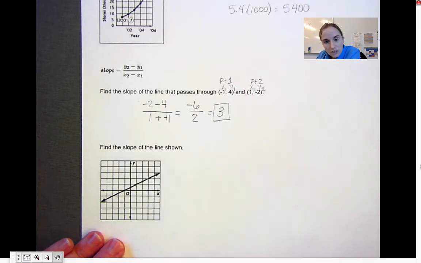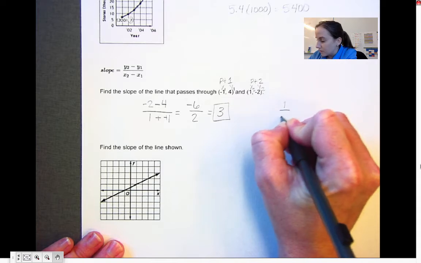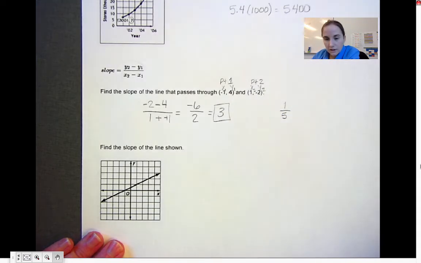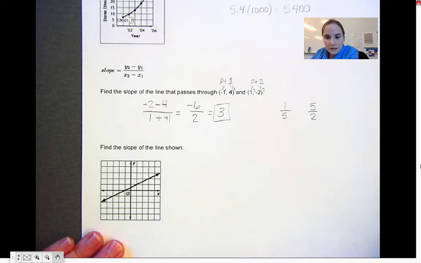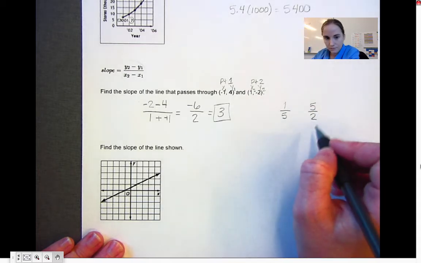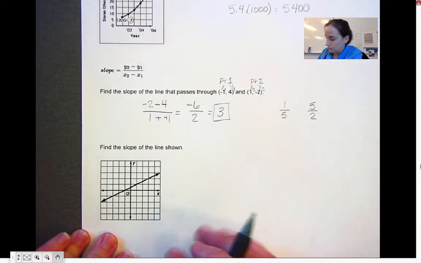If you get a fraction that will not simplify, like 1/5, then you leave it as 1/5. If you get something like 5/2, please do not change this to 2.5. Don't change it to a decimal. Don't change it to a mixed number and say 2 1/2. Just leave it like this. You want it to be in the form of a fraction.